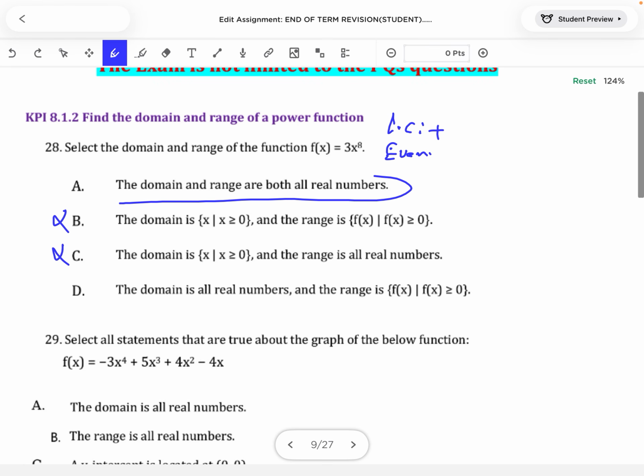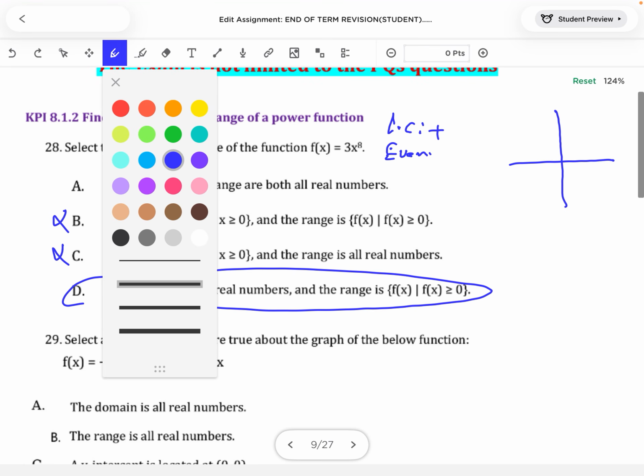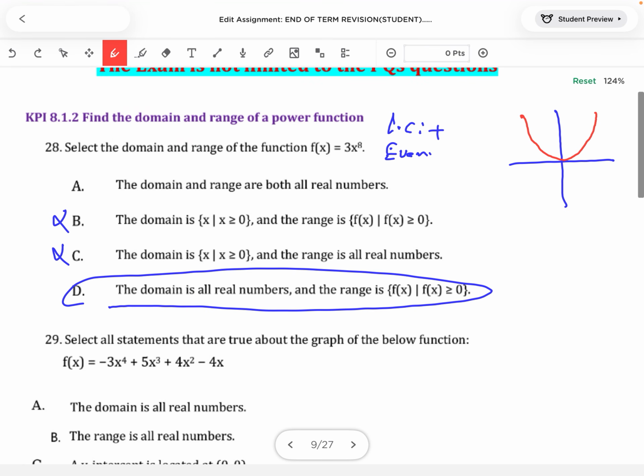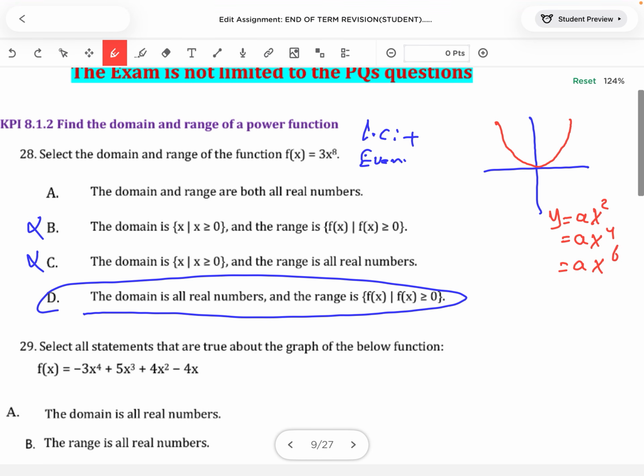Since I have an even function, the range will not be all real numbers, because that choice is for odd degree. The graph represents y equals x squared, x to the power 4, x to the power 6, x to the power 8. All of them have the same direction, both going up. So the domain is all real numbers, and for the range, the minimum value of the function is at 0 and the function is going up, so y is greater than or equal to 0.